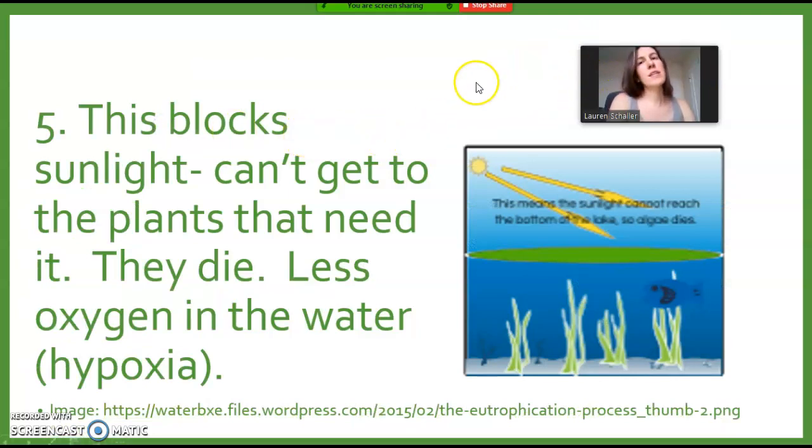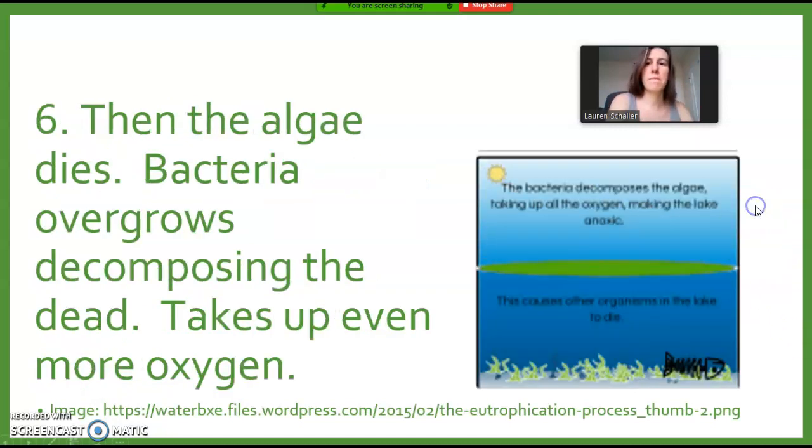So this is why the overgrowth of algae is so bad. As you can see in the picture, the algae is like a blanket covering the top of the water. So the sunlight can't get through the water to the plants at the bottom that need it to conduct photosynthesis. So they die. And when they die, and they are using up oxygen in the water, this is called hypoxia. And finally, then the algae on the top dies.